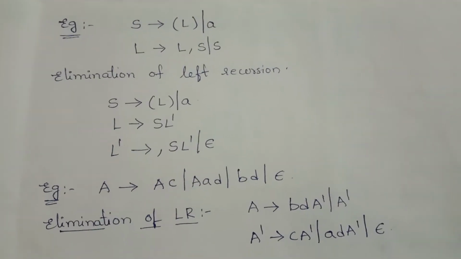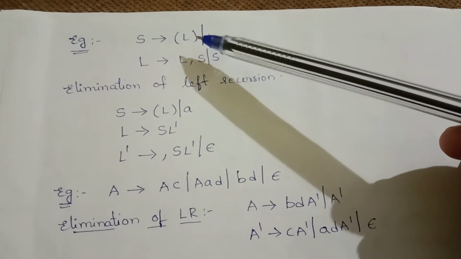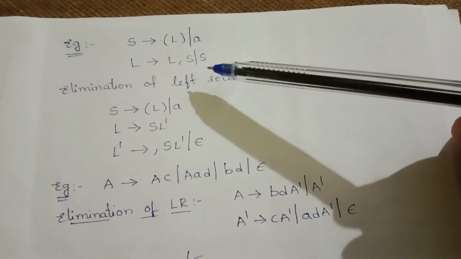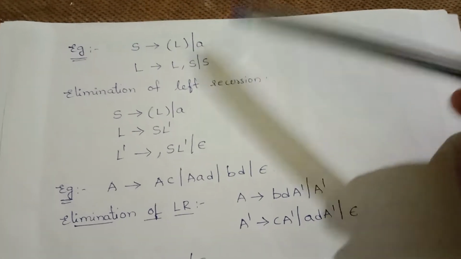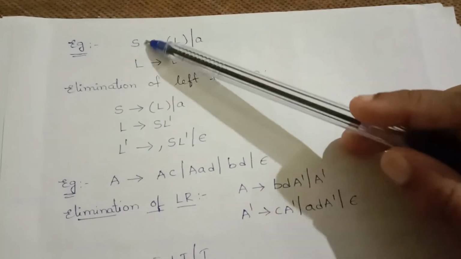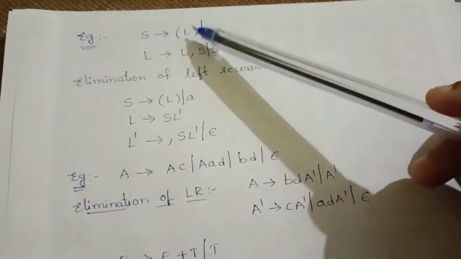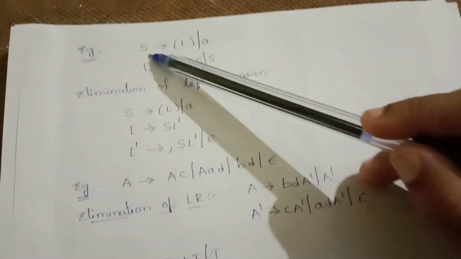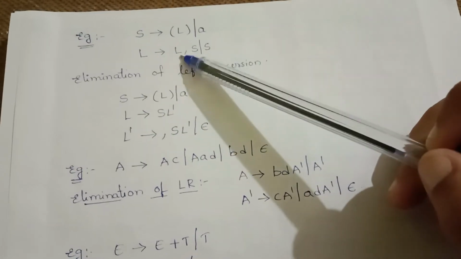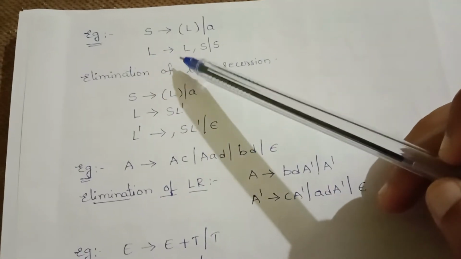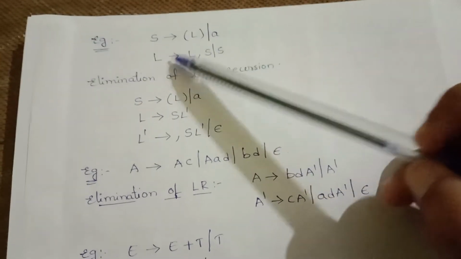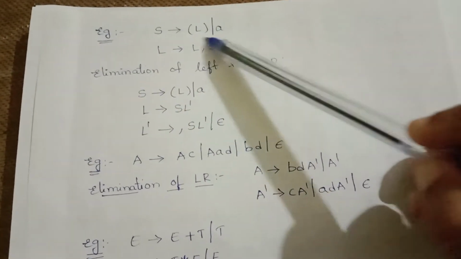Consider an example to eliminate the left recursion. S tends to L and S tends to A, L tends to L comma S or S. Here first we need to check whether it is left recursive or not. In the given grammar, we have two productions. S tends to L or A: the left-hand side is S, and the right-hand side starts with L or A. So this is not left recursive. Now check the second production, L tends to L comma S or S. Here the left-hand side and the right-hand side start with the same symbol. That means it is left recursive. You need to remove this left recursion.